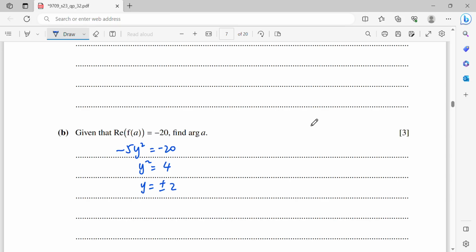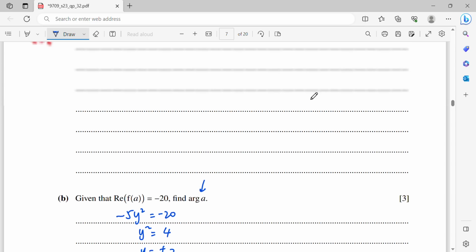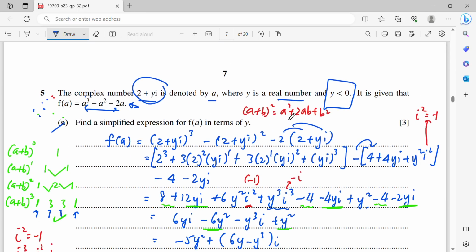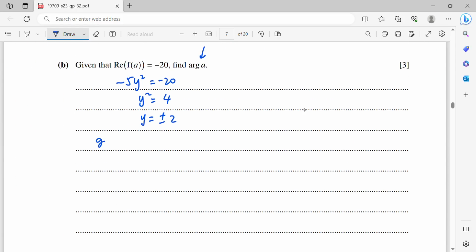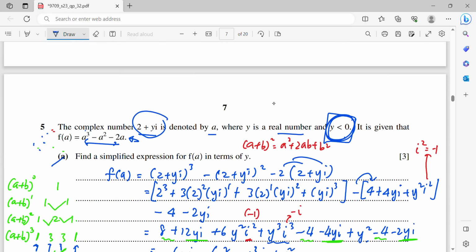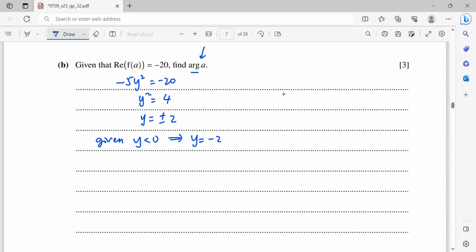Now, because it's mentioned argument A, let's look at the A condition. It's mentioned that your y must be less than 0. That means we cannot accept both y values. So given y is less than 0, your y will be just minus 2. Now, to get the argument A, we need to get what is A first, the complex number A. Your A is basically 2 plus yi. So now, A equals 2 plus yi. That means it will be 2 minus 2i.